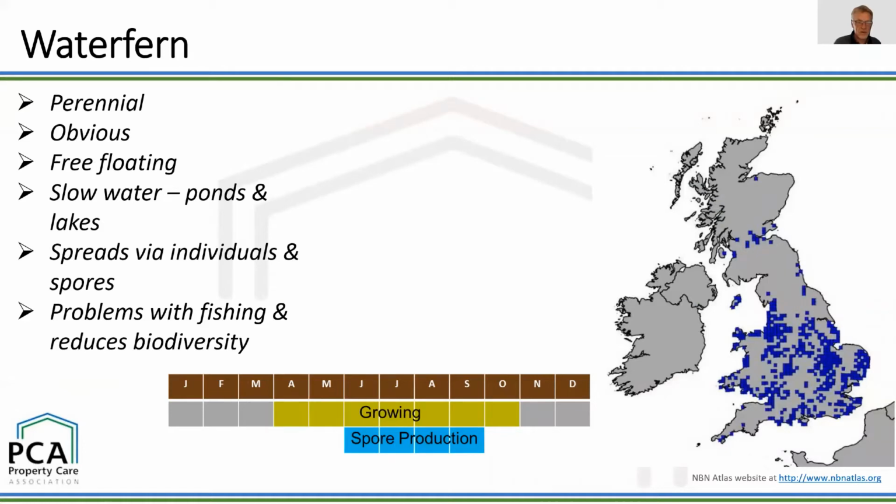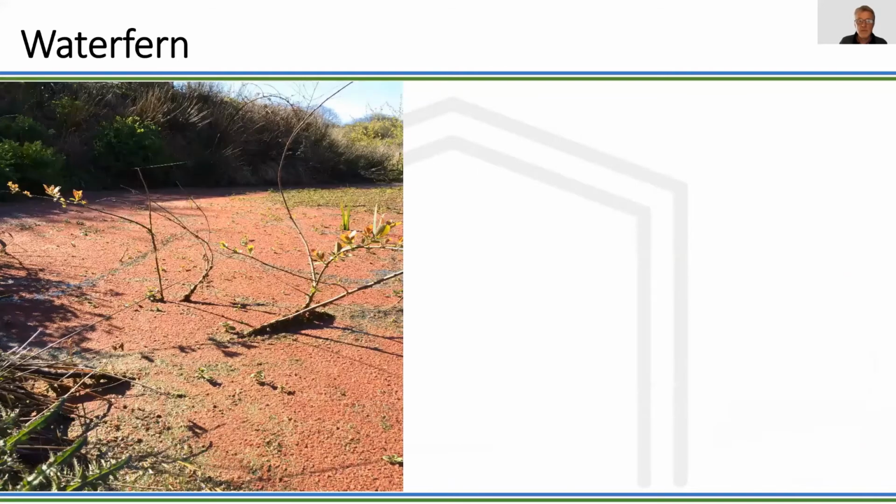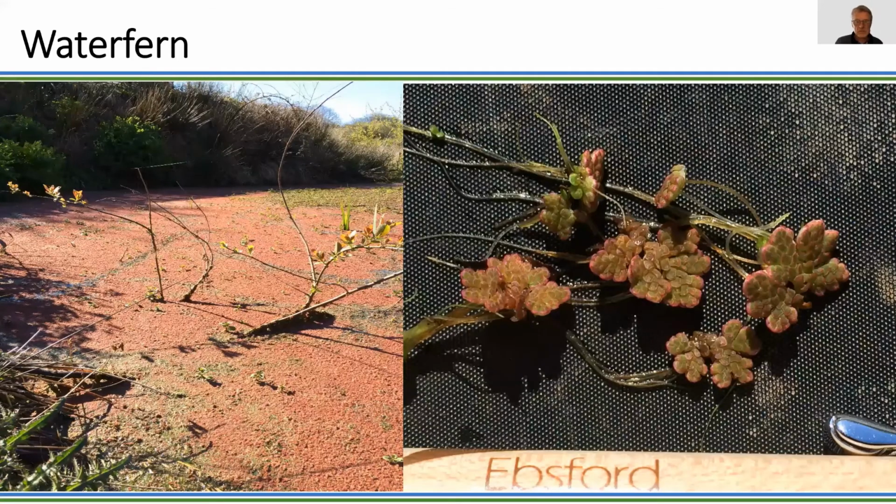So water fern, again, is another one of these free-floating organisms, and you can see the current distribution in the map on the right. In a close-up of water fern, you'll see that it's actually not particularly big. It's a few centimeters across. It's got these greeny, pinky, scale-like leaf sections to it.